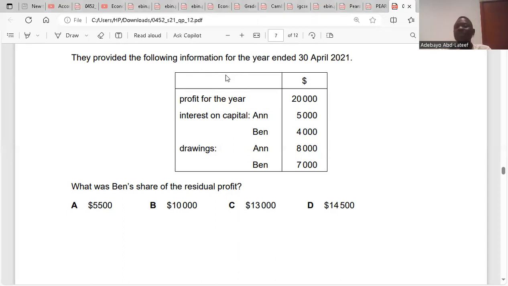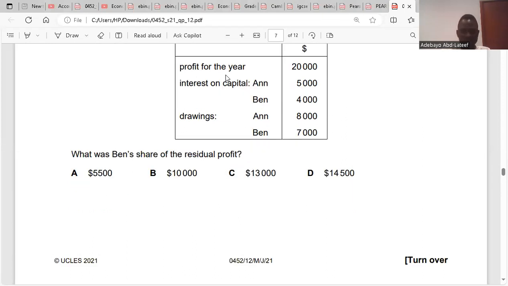Here we have our interest on capital to be 5,000 and 4,000. That is the value of capital used to generate that profit. So 5,000 plus 4,000 is 9,000. The profit minus 9,000 is our residual profit. So that's 20,000 minus 9,000, which is 11,000. And profit is being shared equally, so 11,000 divided by 2 is 5,500. Is it clear? So the answer is A.